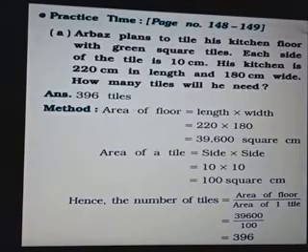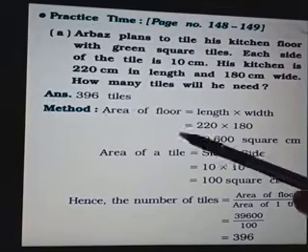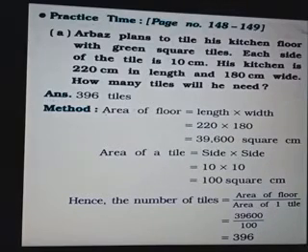Now till here what we have done, area of floor and area of tile we have found already. Now what we will do to find the number of tiles? Hence the number of tile equal to area of floor divided by area of one tile. Here we have found the area of one tile, right? So what we will do here? Area of floor divided by area of one tile. So 39,600 divided by 100.